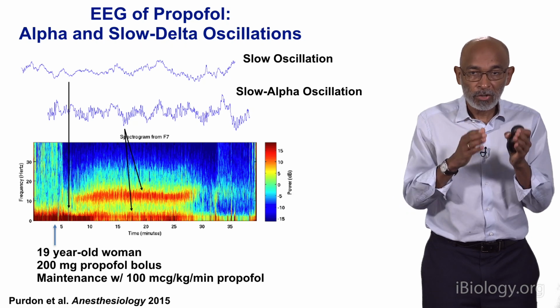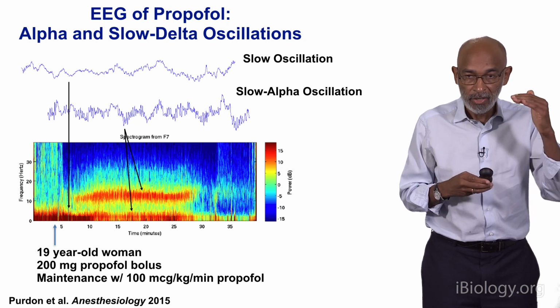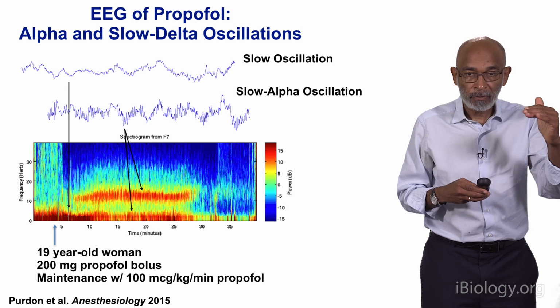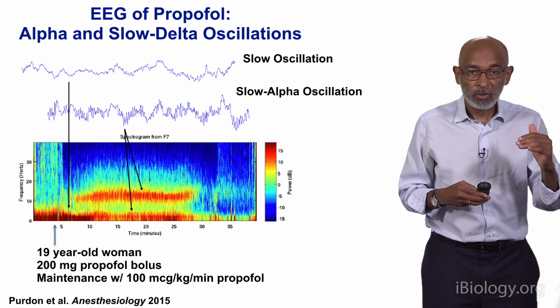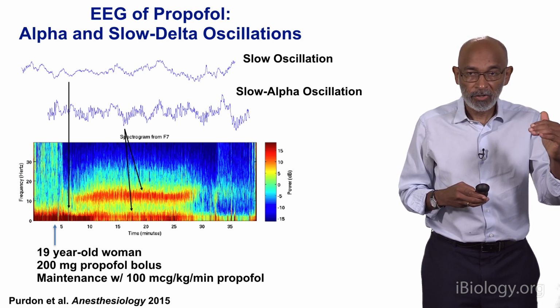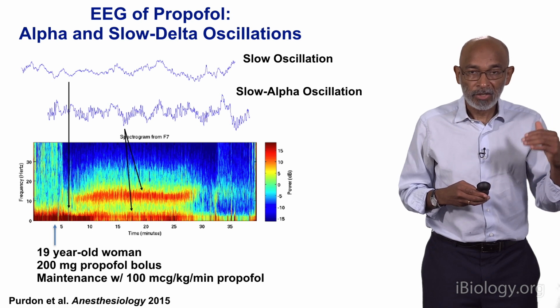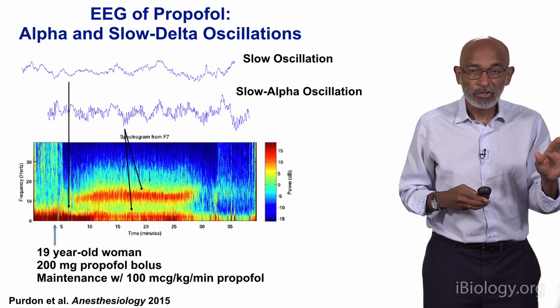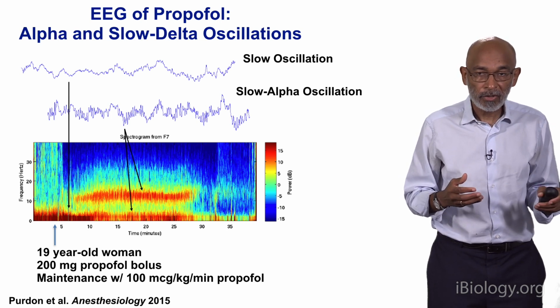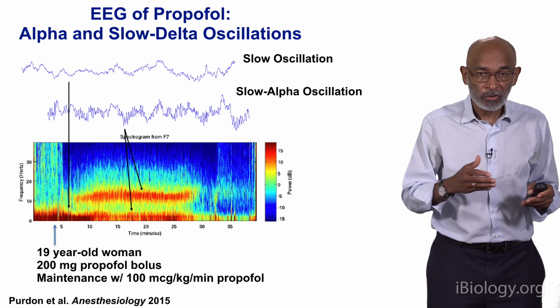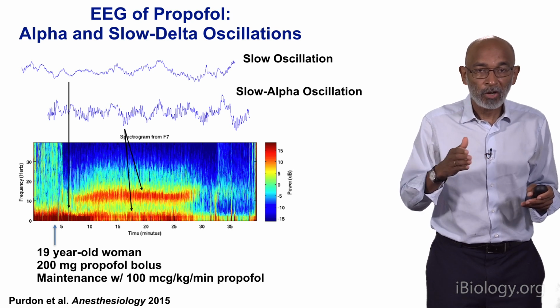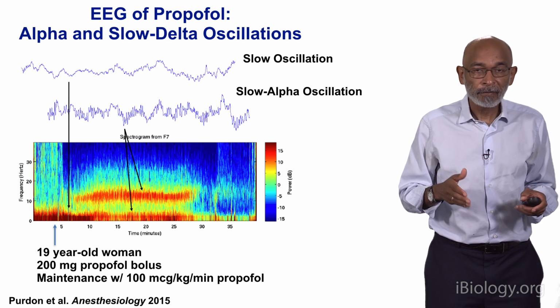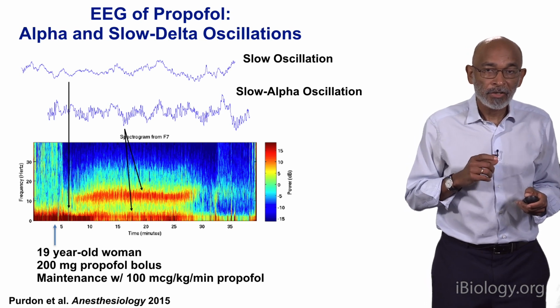So you see there are two bands in the spectrum, one at 10 cycles per second, the top red band, and then a lower one which is between about 1 to 4 cycles per second, and that's the slow or delta band. So this is a typical signature of propofol. If you give a young person propofol and you measure their brain waves, this is how propofol alters their brain waves. All right? And these oscillations are very strong.